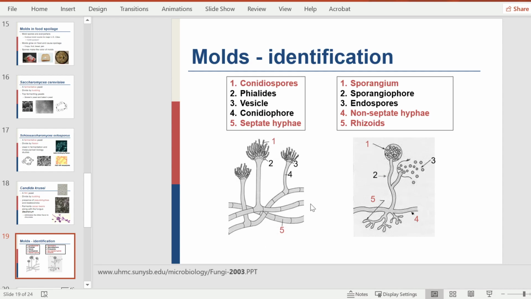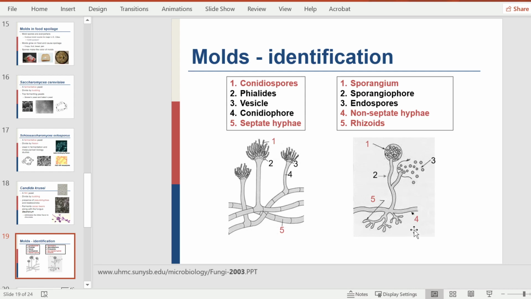Okay, so just for a little bit of identification of molds. So here in the very top we have conidiospores. Down here we have septate hyphae. So you can see the septate from the septum. It's referring to these little lines. These are the cell walls in between these individual cells that make up the hyphae. And then here we have non-septate. So there's no septum, no cell walls separating it. It's just one large non-septate hyphae. Okay? Nothing to separate them.